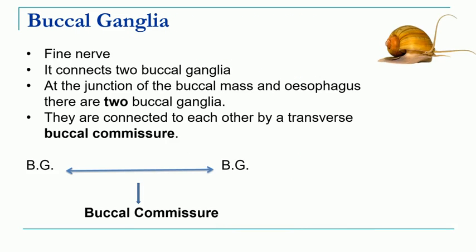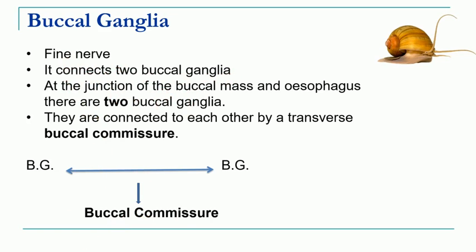Now we come to the second type of ganglion, that is the buccal ganglion. These are fine nerves which connect. Now these buccal ganglia are also two in number and they are connected by a connection that is called the buccal commissure. So suppose there is one buccal ganglion connected with another buccal ganglion, then that nerve is called the buccal commissure. So what is this buccal commissure? It is a fine nerve that connects two buccal ganglia.